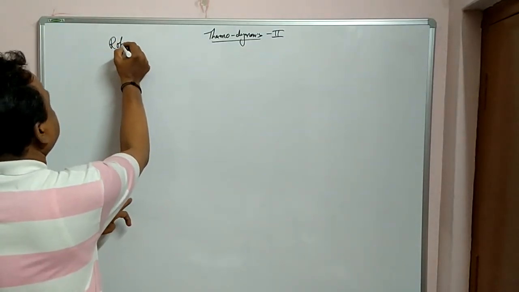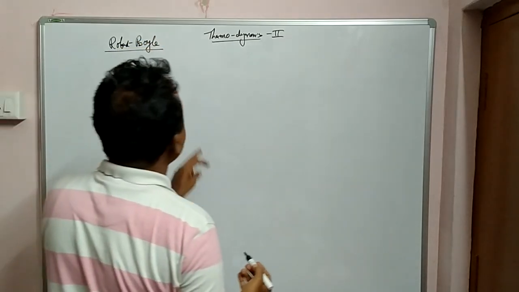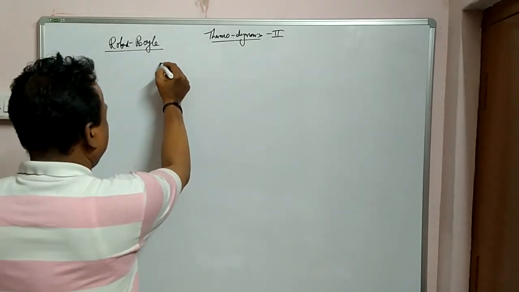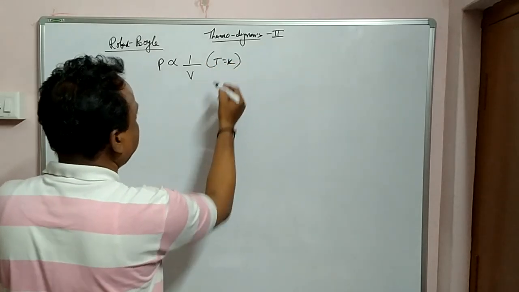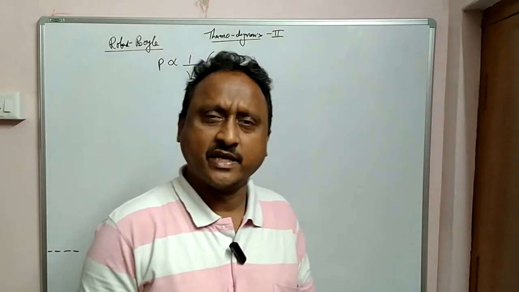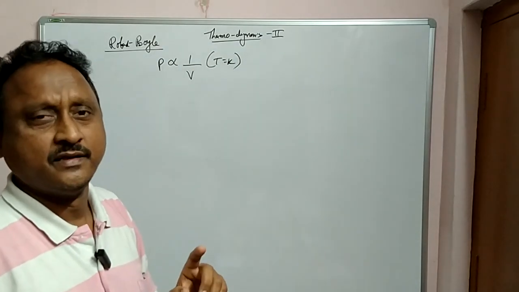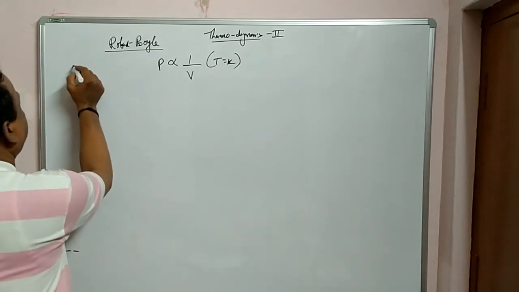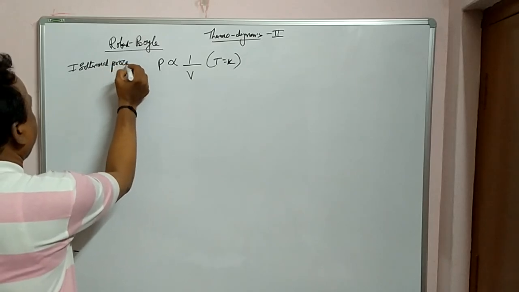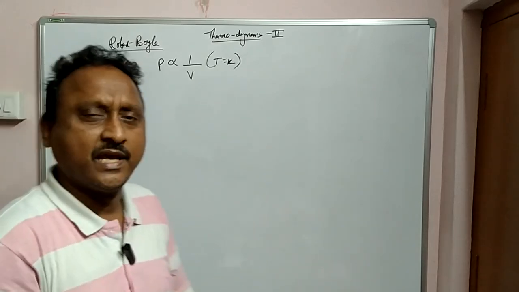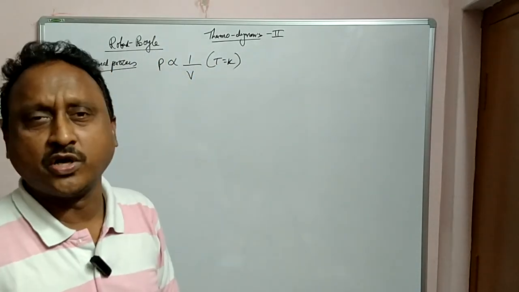This law was given by a scientist called Robert Boyle. According to him, for a given mass of gas, pressure is inversely proportional to volume at constant temperature. This is also called an isothermal process. దీన్నే మనం isothermal process అని కూడా చెప్పవచ్చు. At constant temperature, pressure is inversely proportional to volume.